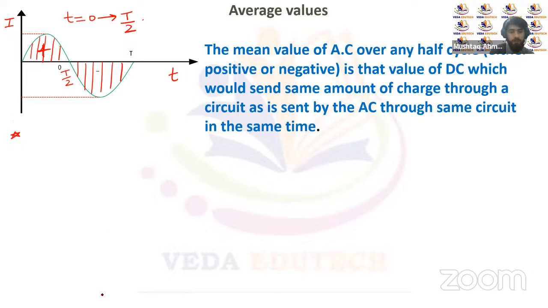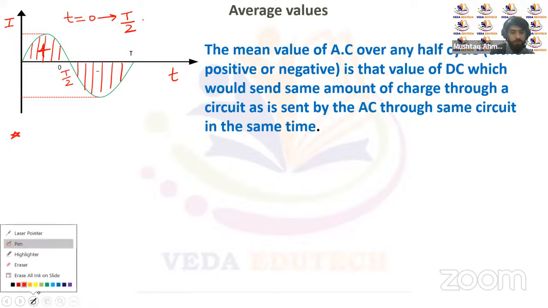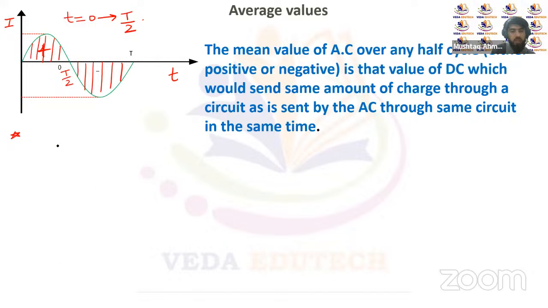Let's suppose that this is the sinusoidal equation, I is equal to I naught sine of omega t. Now, if we have to find the average of any function, be it any function, we can define the average of any function as the integral of the function f of x dx.